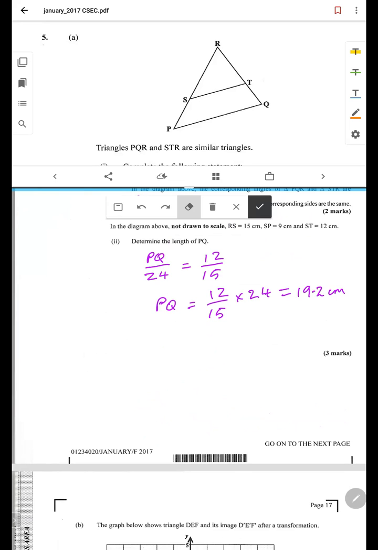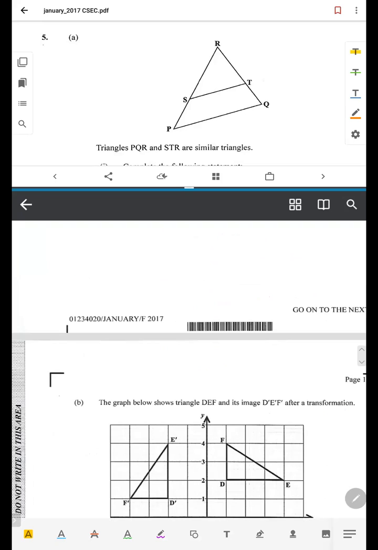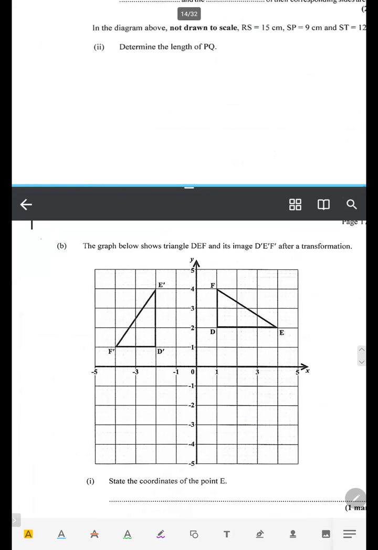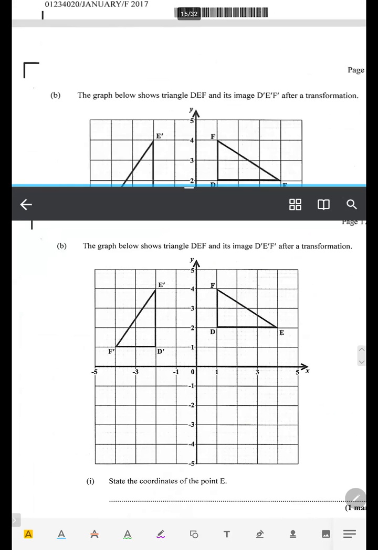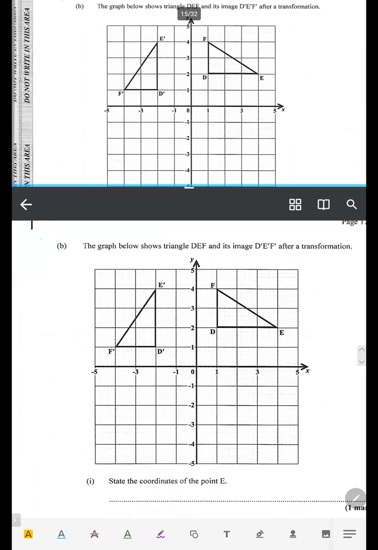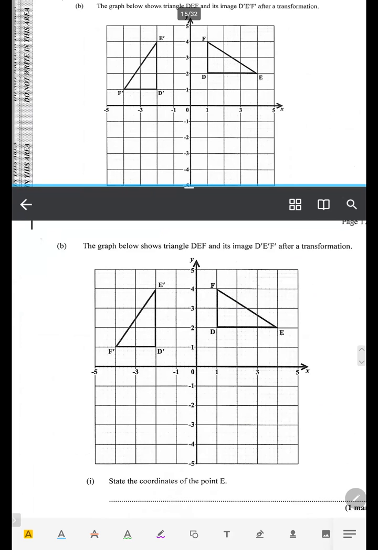Right, so moving right along. We'll come up to this question now, which clearly is an enlargement. That clearly is an enlargement once you see that diagram. All right, let's see what they say. The question says, the graph below shows triangle DEF and its image D prime, E prime, F prime after a transformation.